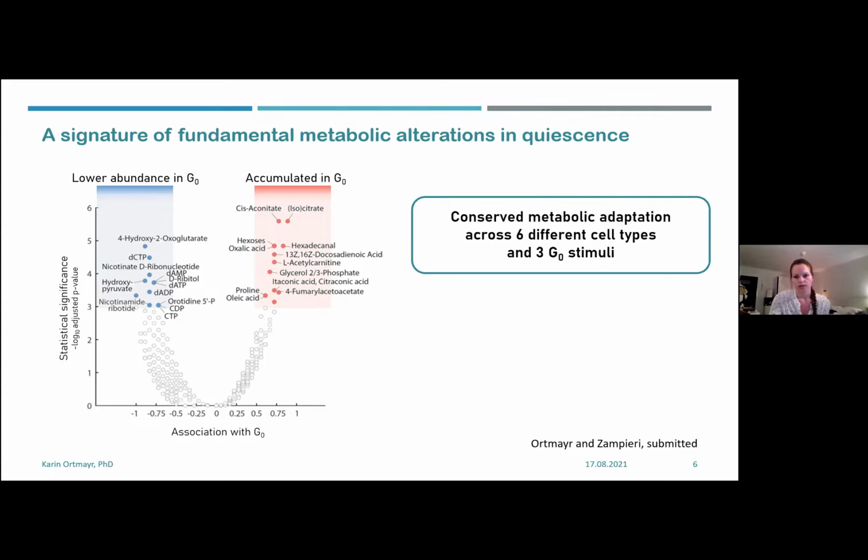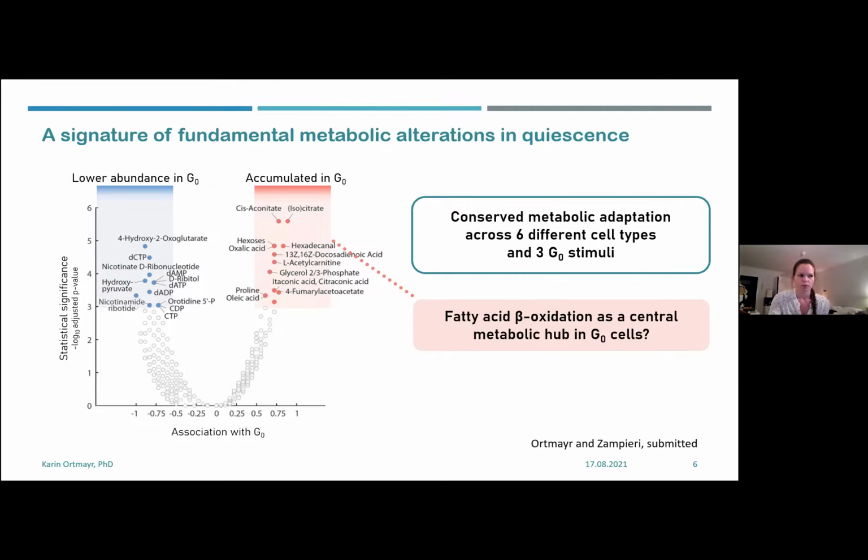You can see we found a set of metabolites on the left-hand side that were consistently at a lower abundance in G0, while on the right-hand side, a very interesting set of metabolites was consistently more abundant in cells in G0. We ended up focusing a lot on these accumulated metabolites because they consistently indicated a signature of a characteristic change in lipid metabolism in G0 cells. More precisely, they led us to the hypothesis that fatty acid beta oxidation, perhaps the major pathway for the degradation of fatty acids in cells, seems to be characteristically altered.